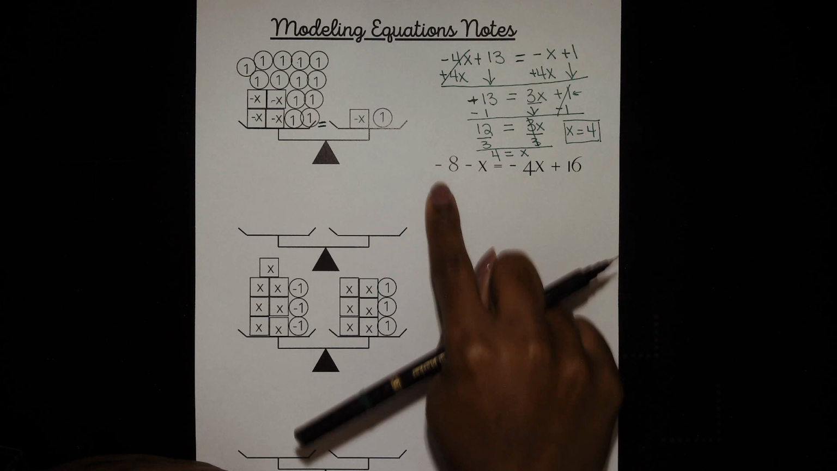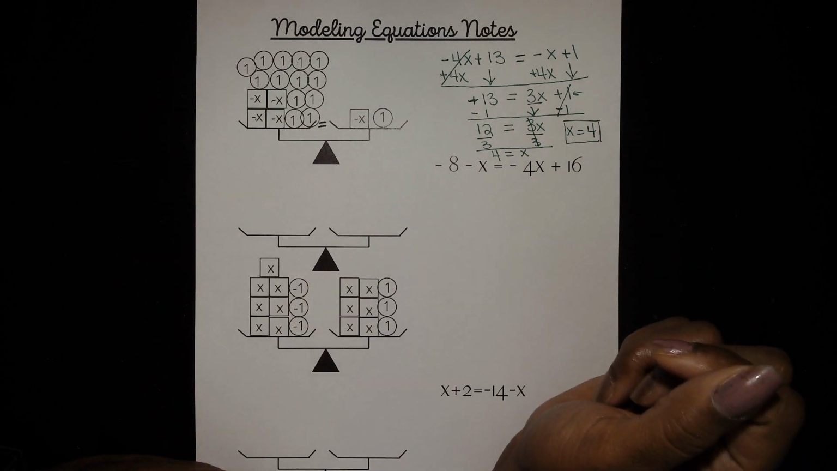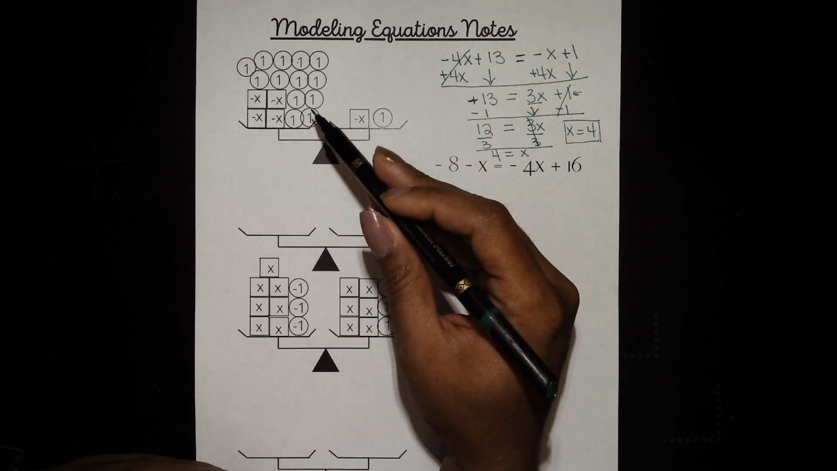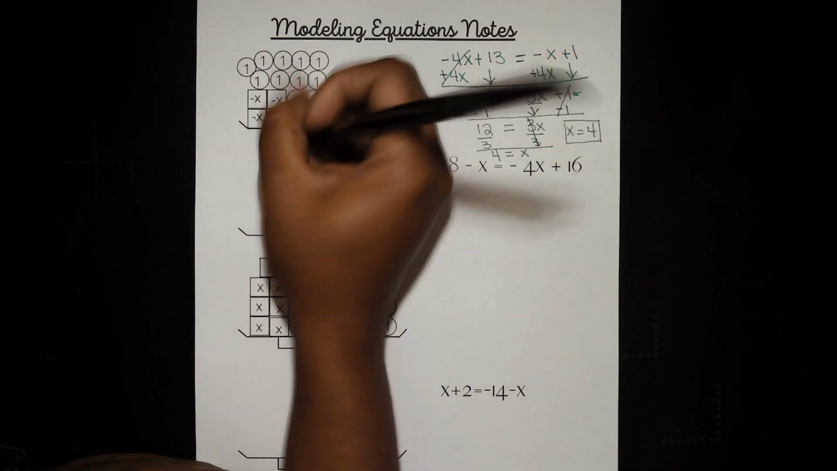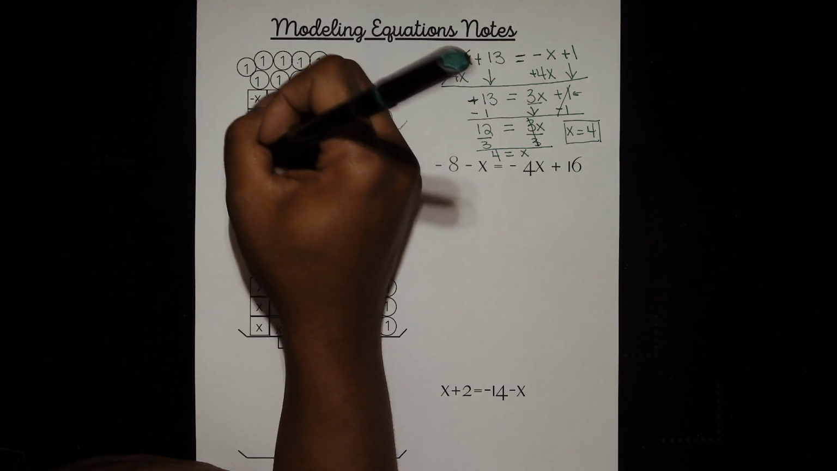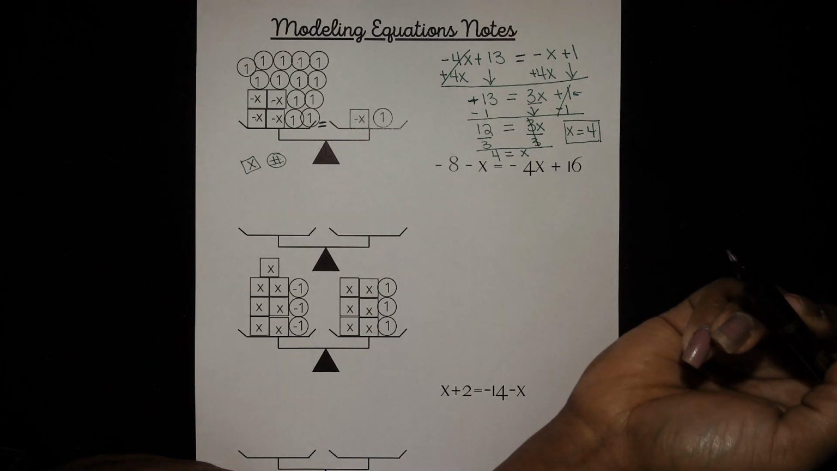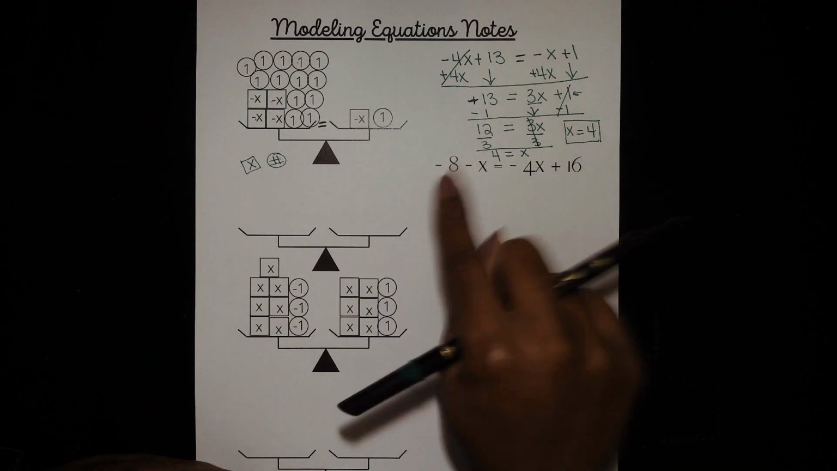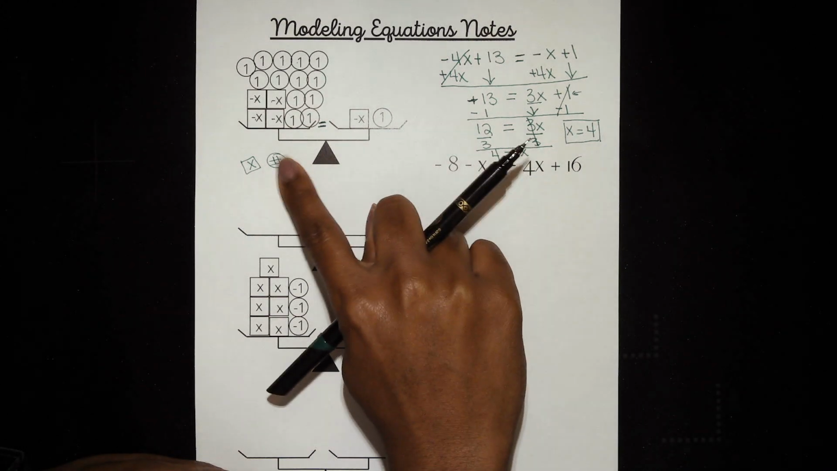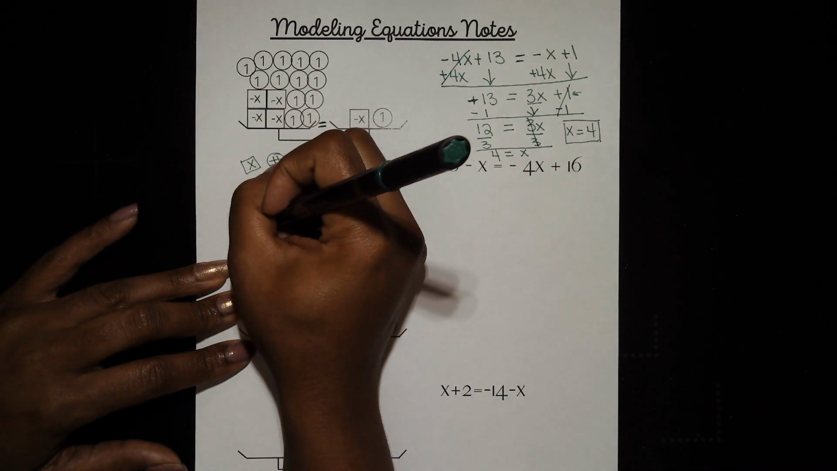Next, we are given the equation, and we need to create our model. So I'm just going to create what I see. I noticed that up here, my numbers were represented by circles, and my variables were represented by x's, and I just added a positive or a negative depending on what the sign was. So right here I have -8. -8 is numbers, so that's going to be circles. So I need 8 negative circles.